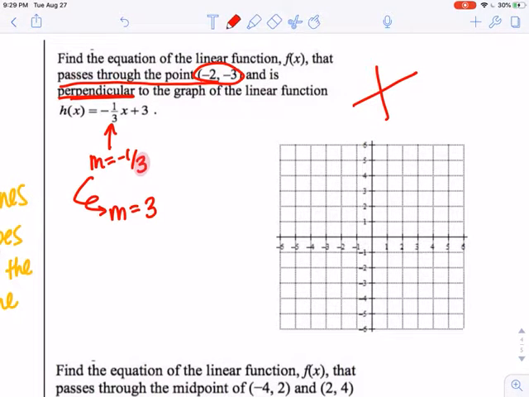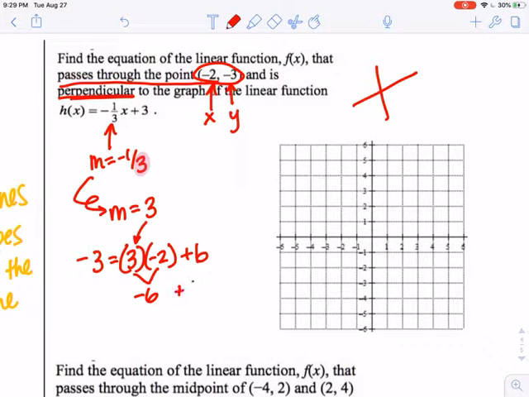From there, I know algebraically they tell me what x is and what one of the y's are. So I have -3 equals my slope of 3, m, times x, which would be -2, plus b. 3 times -2 is -6. I fill in the rest of my equation. Add 6 on both sides. It's going to give me 3 equals b.